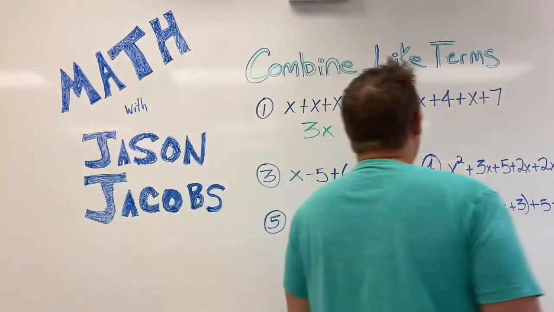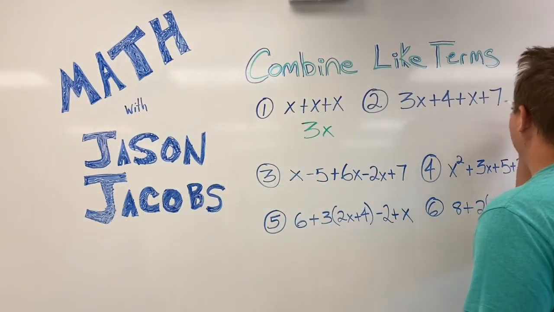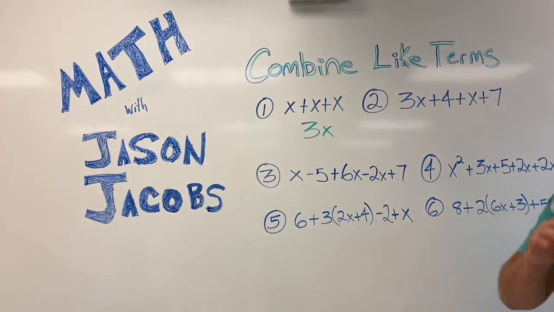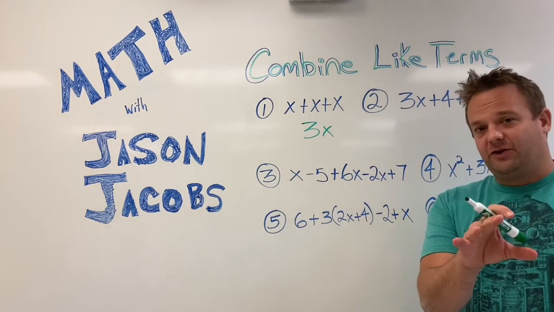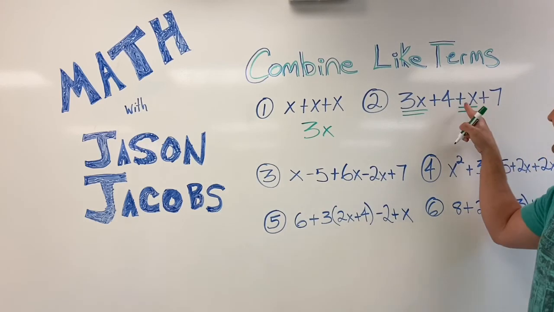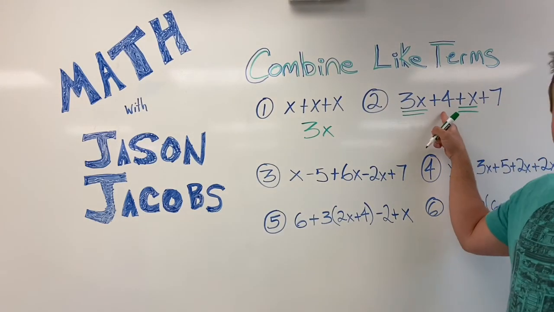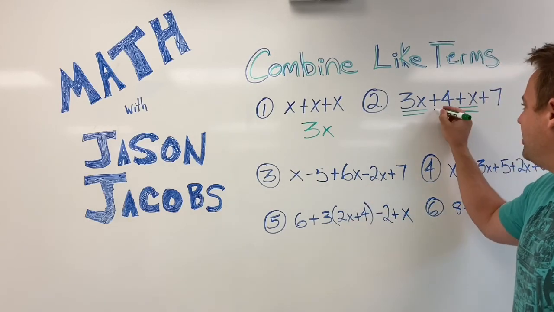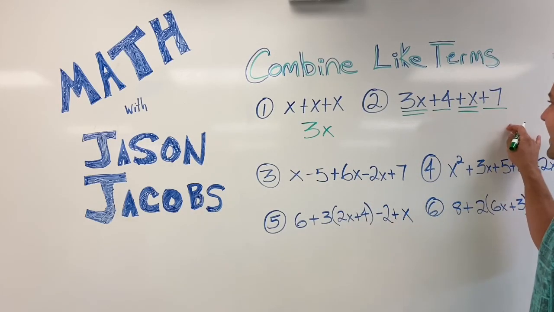Let's look at this one. 3x plus 4 plus x plus 7. Combine like terms. But what I like to do, underneath the coefficient and variable, I put 2 lines. I'm gonna put those together. We take the sign in front. Underneath just the numbers, the integers, I'm gonna put 1 line. Now I'm gonna combine them together.